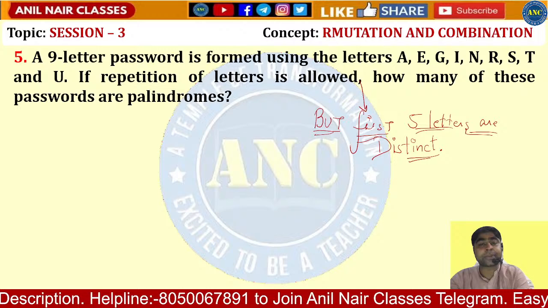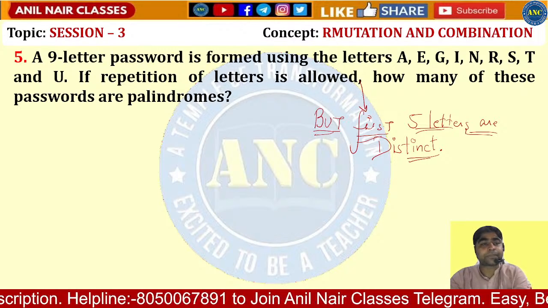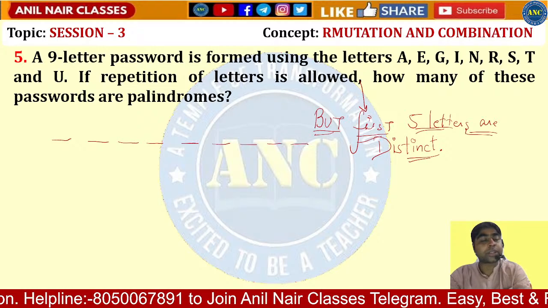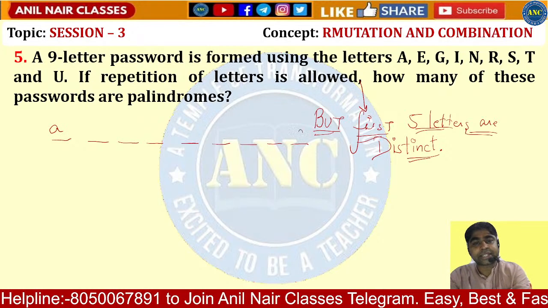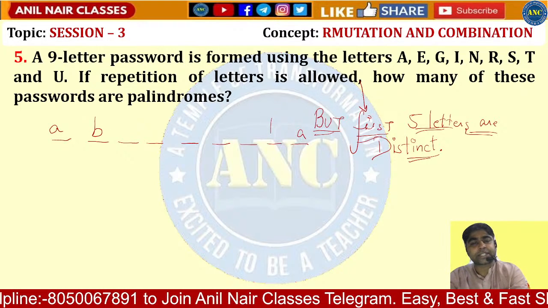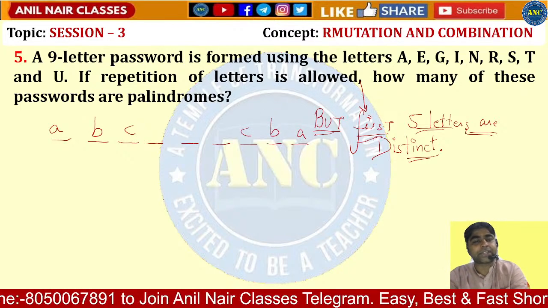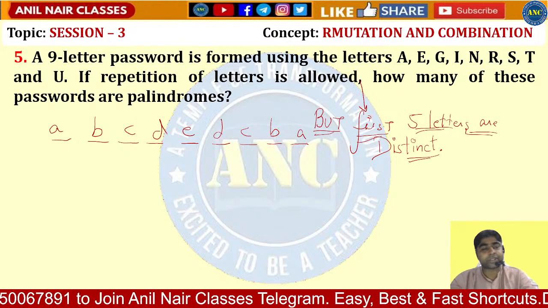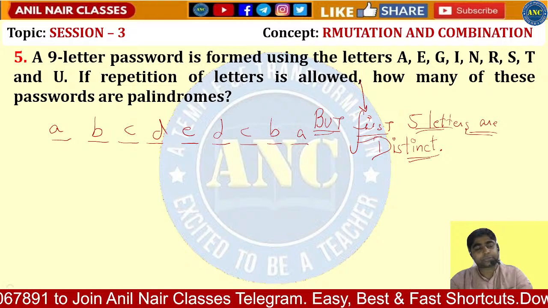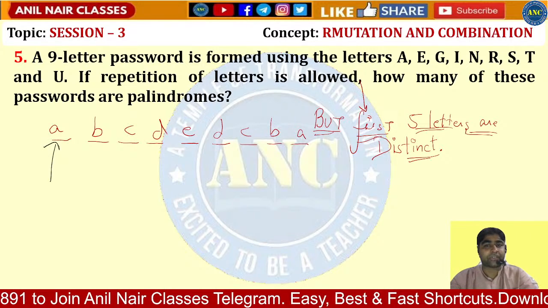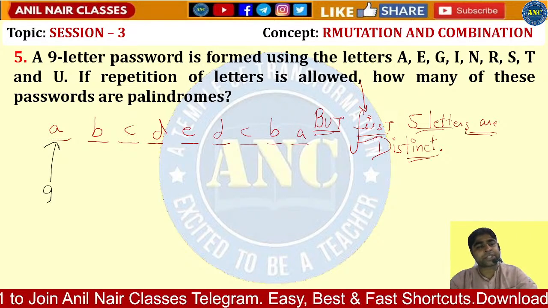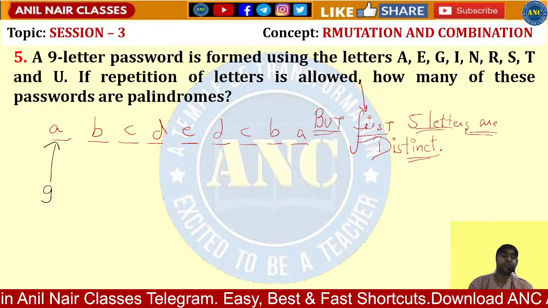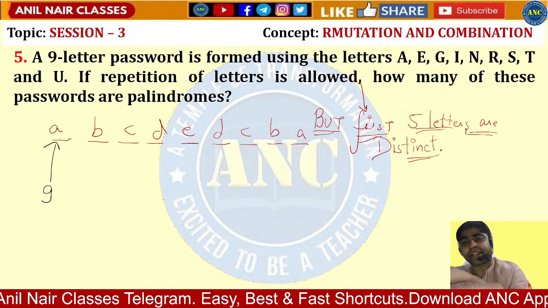In that case, my answer would be: if this is A, this is A. If this is B, this is B. If this is C, this is C. If this is D, this is D. And this is E, which is a distinct one. Okay. For this place, I have all the 9 options from A, E, G, I, N, R, S, T or U. Let's say I have taken a G.